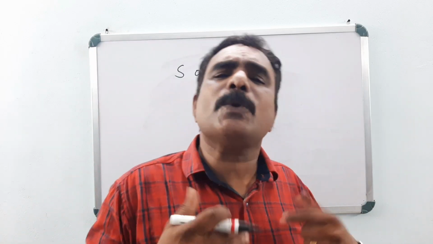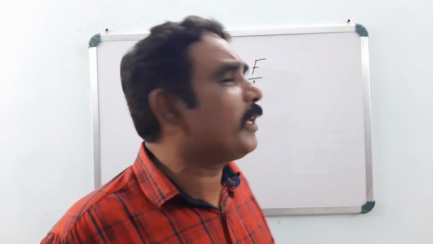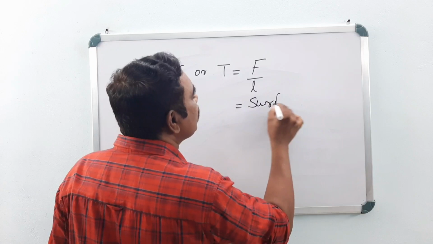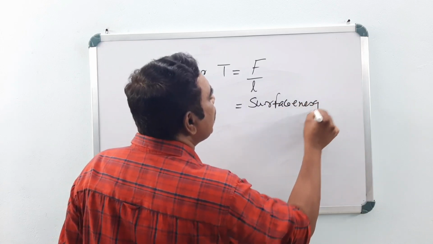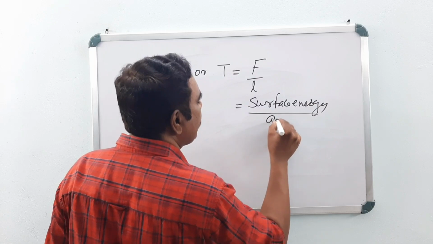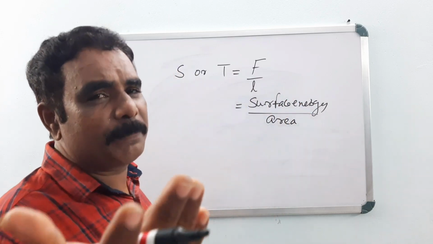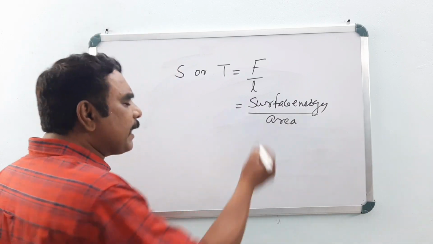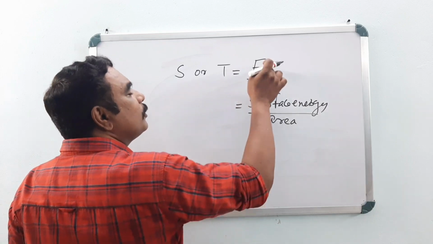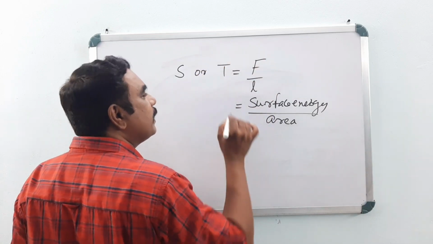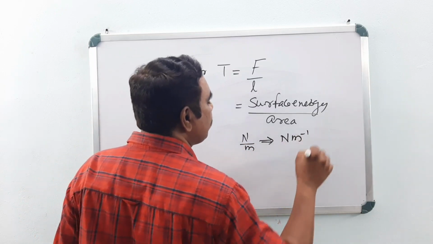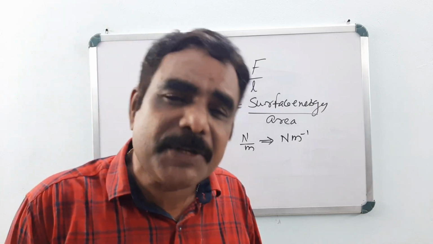Surface tension also has one more definition associated with it, that is based on the surface energy of molecules. So surface tension is also equal to surface energy per unit area. So surface tension is simply force per unit length, or it is surface energy per unit area. Its SI unit is, you just think of the unit of force, Newton, divided by that of length, meter. It will become Newton per meter. This is the SI unit of surface tension.